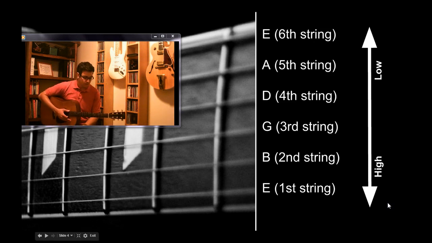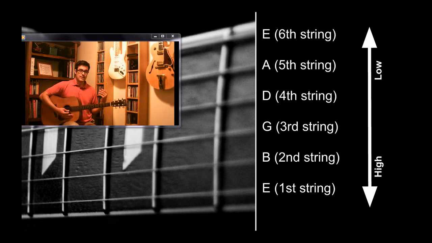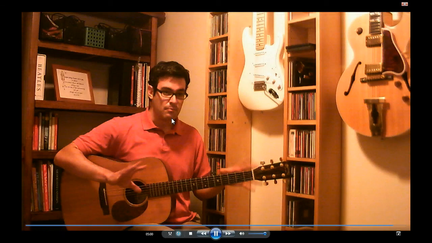However, when I refer to going up or down a string, I'm referring to pitch. So for example, if I'm on the G string and I say go up a note, I'm actually saying to go to the B string, which seems counterintuitive. That seems like you're going down towards the floor, but you're going up in pitch. So that's an important distinction to keep in mind whenever I'm describing something. It can be a little confusing there.